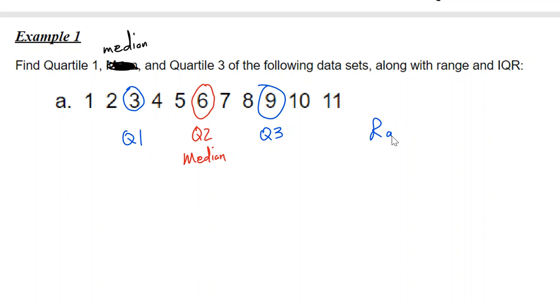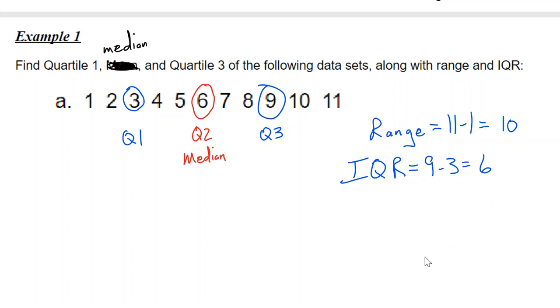Now, range is basically the biggest number minus the littlest number, a range of 10. My interquartile range is going to be Q3 minus Q1, which is 6.